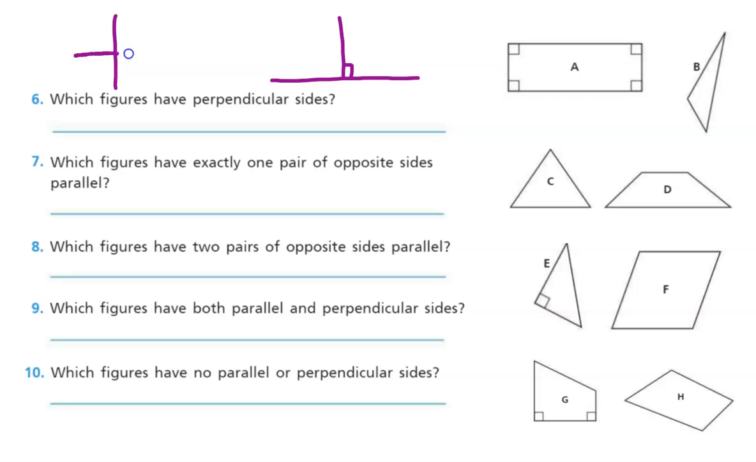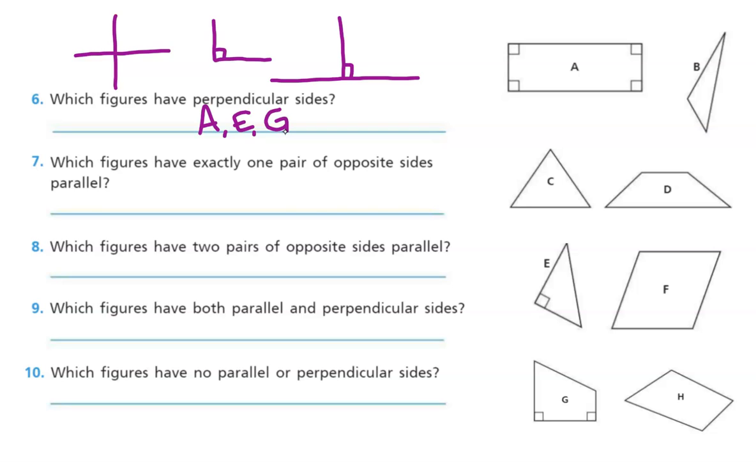Now you could have a perpendicular line that looks like this, but it's also okay to have a perpendicular line that looks just like that. So we are looking for 90-degree angles. So, good news, these have already been drawn for us, and the ones that have drawn square corners are A, E, and G. So those would be your answers for which figures have perpendicular sides.